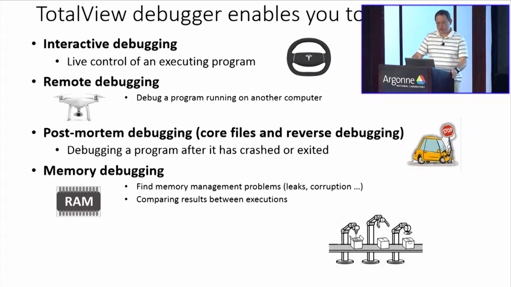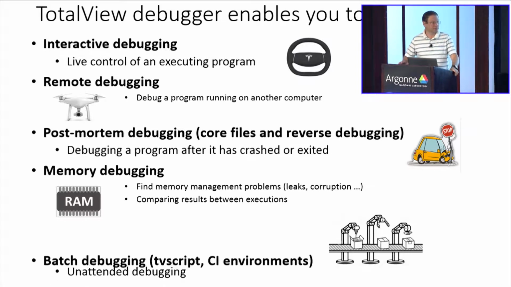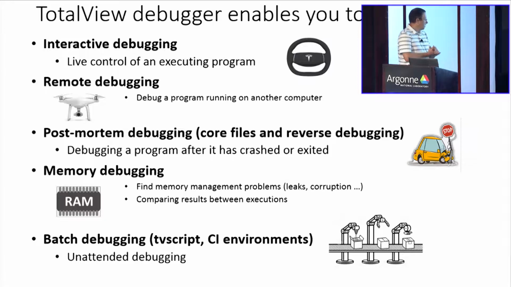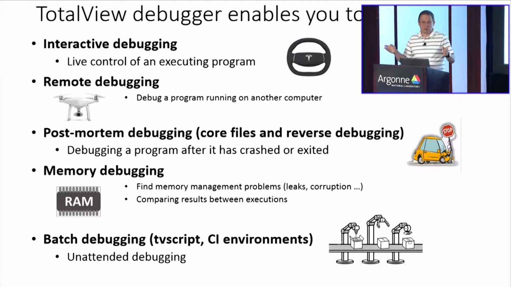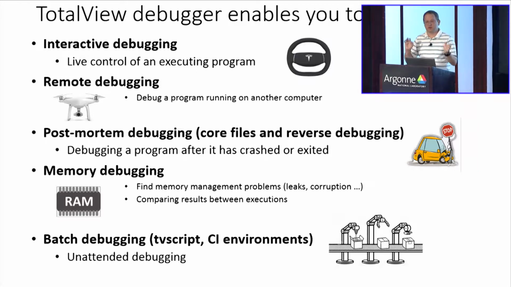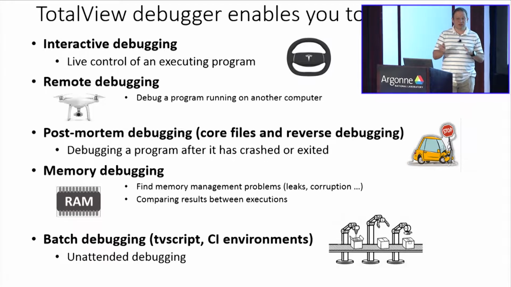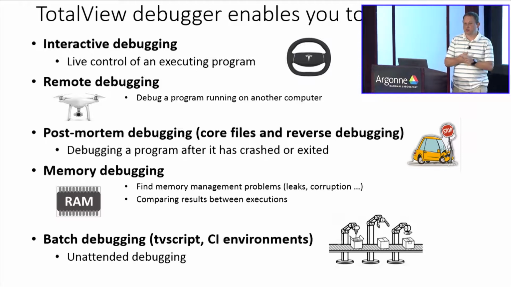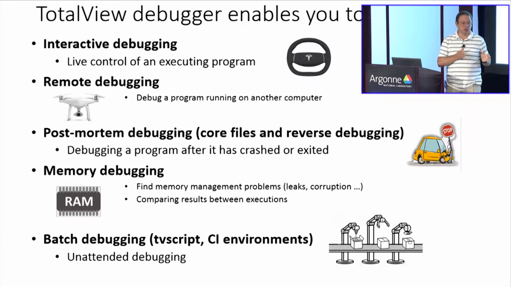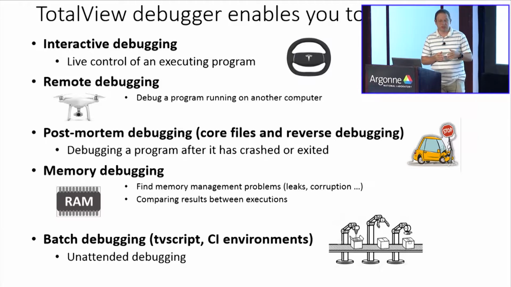You can also compare results between executions, how your memory changes if you modify your code. And batch debugging, like TVScript, allows you to submit your job in batch mode. It's kind of the same concept as offload. So you can generate your results and then analyze them after your program runs. Or TVScript allows you to set up different points of your execution, and at a particular point of execution you can basically print out all your variables and see if there are any changes.